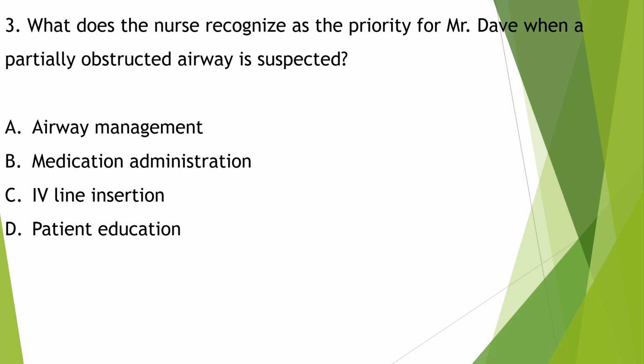So when the patient has a partially obstructed airway, it is a medical emergency. It indicates respiratory failure. The patient may require mechanical ventilation, intubation, or an advanced airway as the priority. So airway management is the priority. IV medications, medication administration, and patient education, everything is required, but later on.